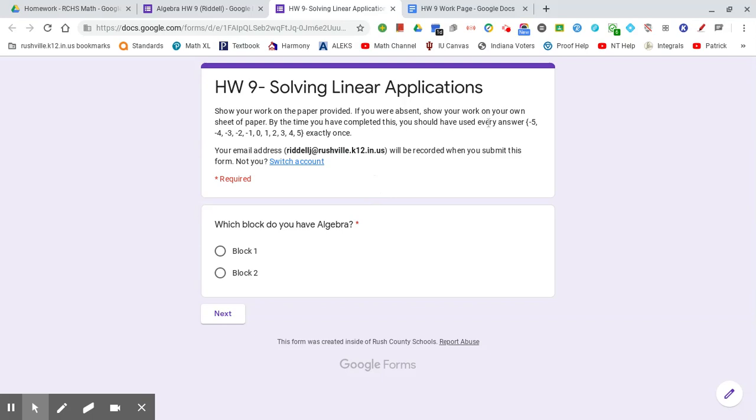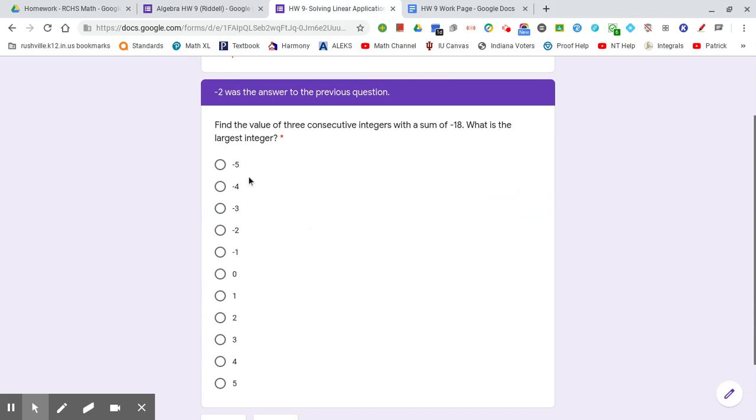Now, there are going to be 11 total questions, and it is multiple choice. You have the possible answers of -5 through +5, and you are going to use each of those answers exactly once. To start off, please go ahead and sign into your account and then put which block you have your algebra teacher. And then you're going to go to your first question.